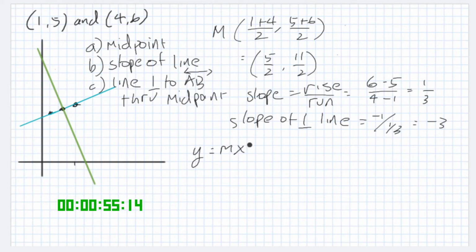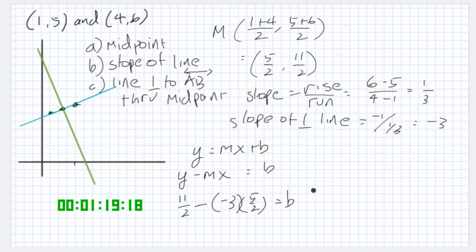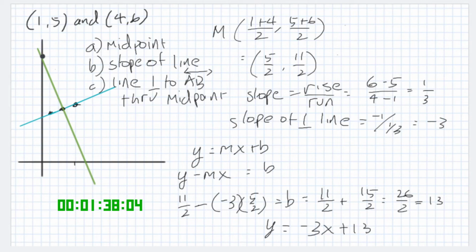A line really just consists of the slope and the y-intercept. We have the slope, and we have the x and y of our midpoint, so all that's left is to solve for b, the y-intercept. That's y minus m times x. We plug those values into y minus mx to get the y-intercept. The slope is negative 3, and the y-intercept is 13. So the perpendicular bisector is y equals negative 3x plus 13.